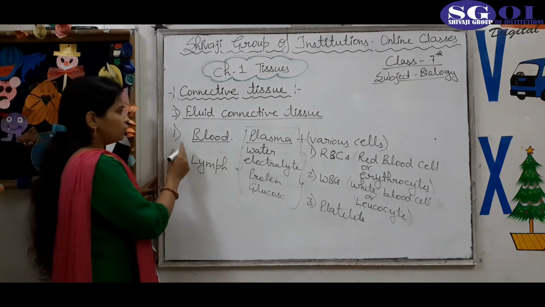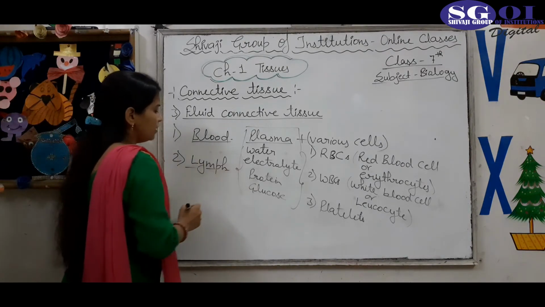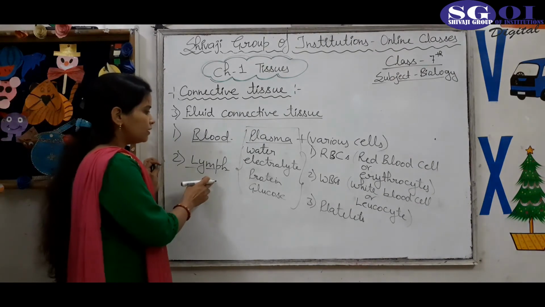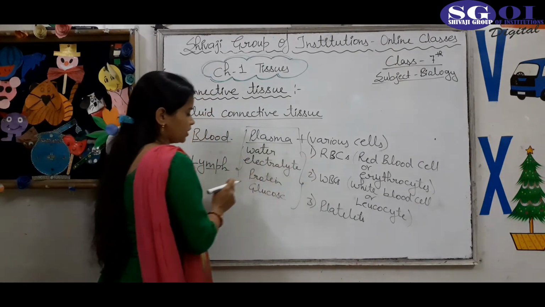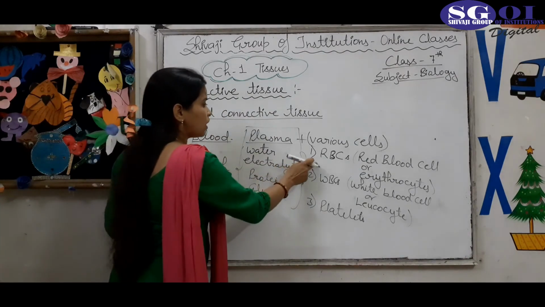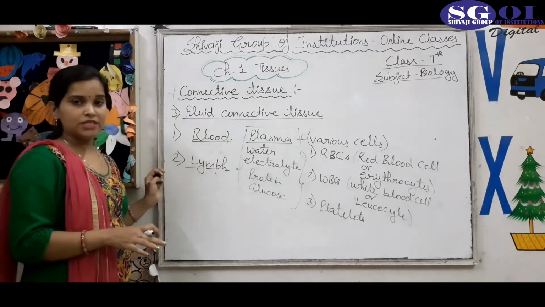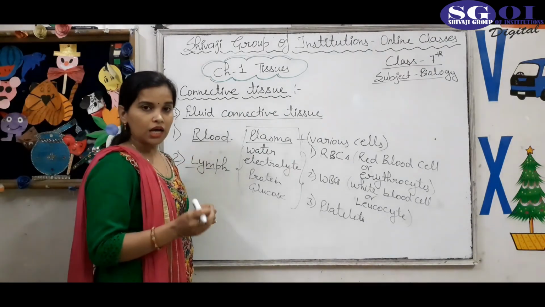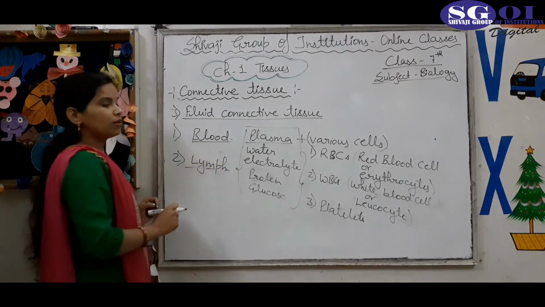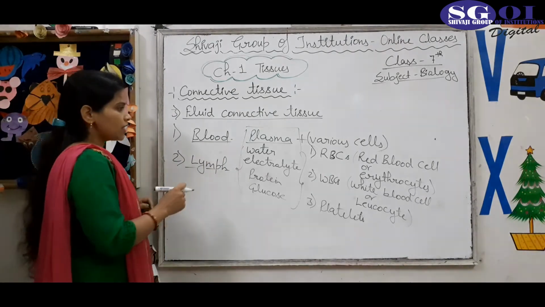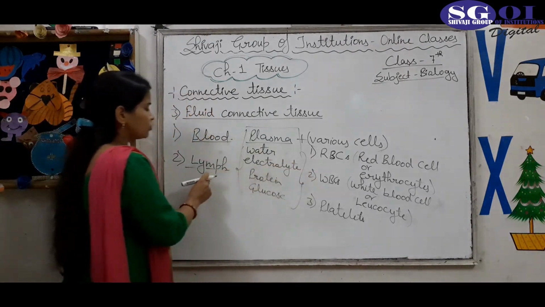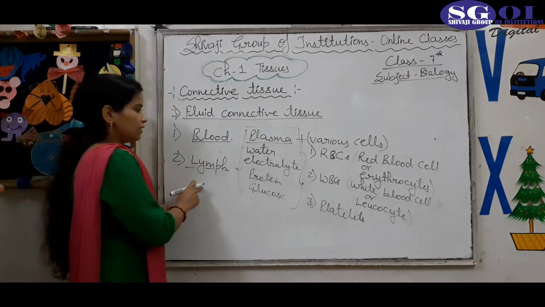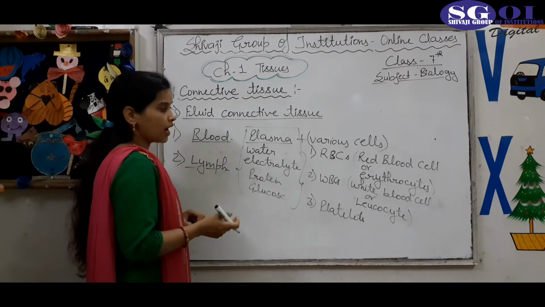And the next type of fluid connective tissue is the lymph. We can say that the lymph is also known as blood without RBC. Means there are no RBCs present in the lymph. Because of the presence of RBCs in the blood, the color of the blood is red. But due to the absence of RBCs, the color of the lymph is light yellowish. So we can say that lymph is blood without RBC.